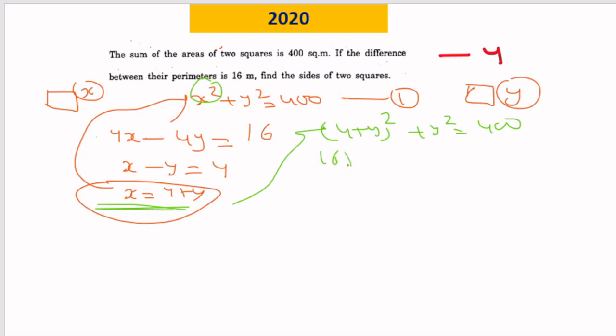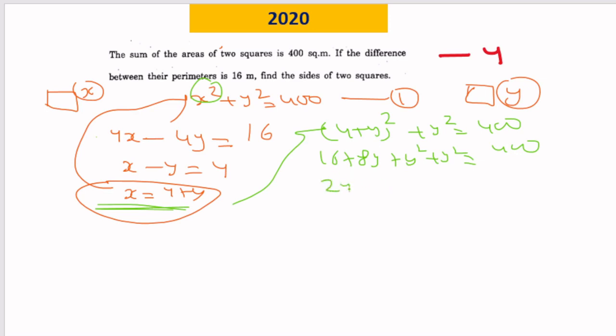Open the bracket: 16 plus 8y plus y square is equal to 400. I hope you remember the formula. If not, please go through it. This is not the time to go and remember the formula. It should be on your tongue, because you are nearing your exam.